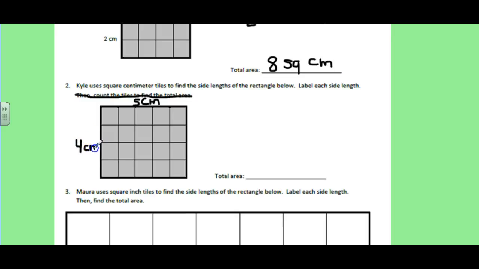So now that we know the side lengths, all we have to do is multiply the 2 side lengths to help us find the area instead of counting all of the squares. So I want you to multiply those 2 numbers to find the area, and then I want you to write the total area on this line, and once you have that done, you can push play.